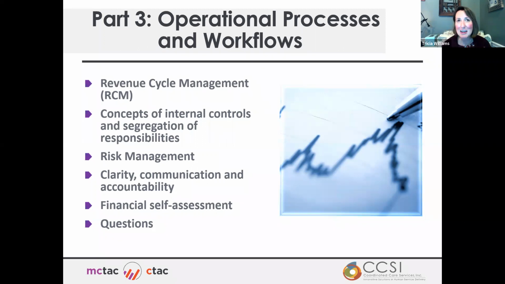So today, I'm happy to have you here, where we're going to talk about revenue cycle management. How do we really do risk management, clarify communications and accountability, financial self-assessment at the end.